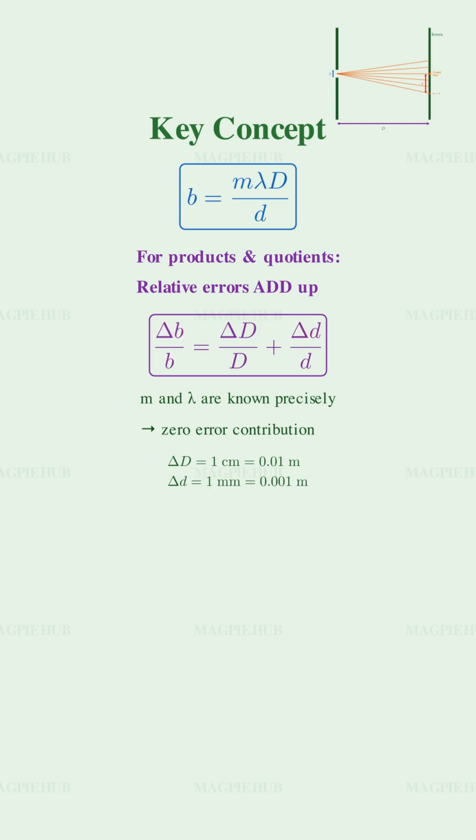When a quantity is calculated from multiplication and division, the relative error in the result equals the sum of the relative errors in each measured quantity. Since m and lambda are precisely known, they contribute zero error. So delta b over b equals delta D over D plus delta d over d. The absolute error in each measurement equals its least count. Delta D equals 1 cm, which is 0.01 meters. Delta d equals 1 millimeter, which is 0.001 meters.